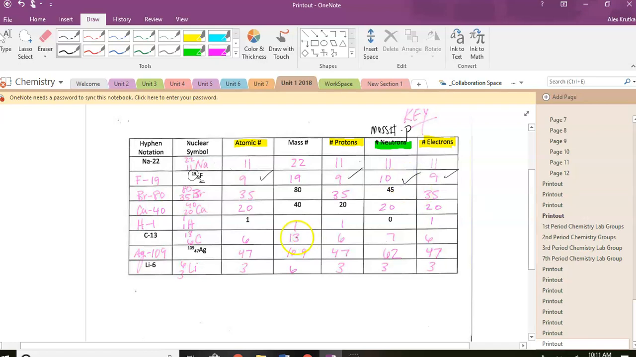Let me see if there's something that would be different. Oh, like this one, I gave you the mass number and the neutrons. So to figure out the protons, since the mass number is the protons plus the neutrons, you're just going to do 80 minus 45. Well, 80 minus 35 is 35. So you have to figure out who is number 35. And if you look at the table, it's bromine.